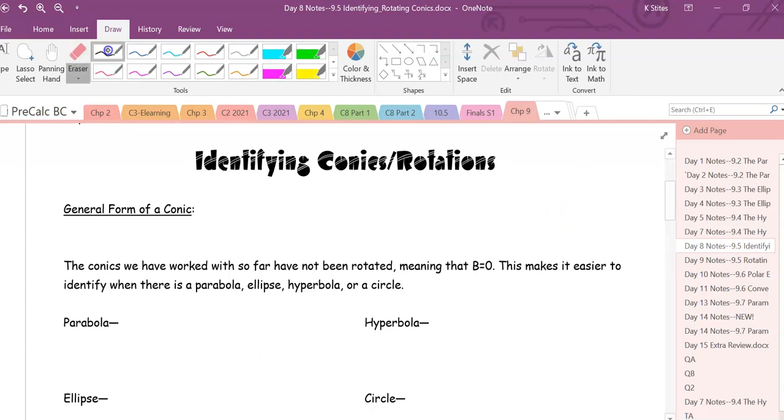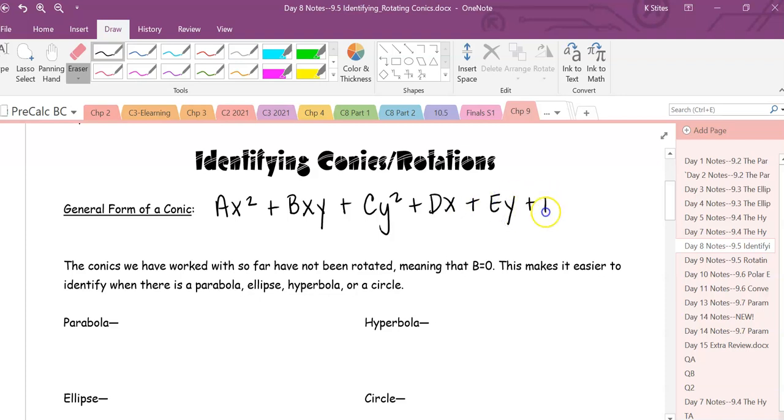We've been dealing with ellipses and parabolas and hyperbolas, but now this is just going to be a general form for all conics. It is ax squared plus bxy, and this is something new. We'll get to that in a little bit. Plus cy squared plus dx plus ey plus f equals 0.